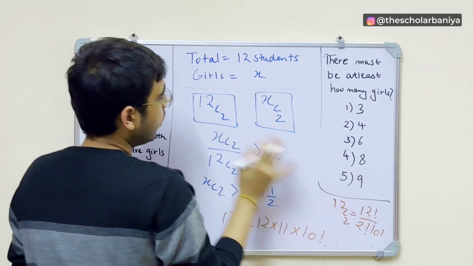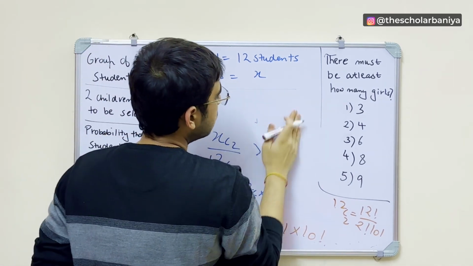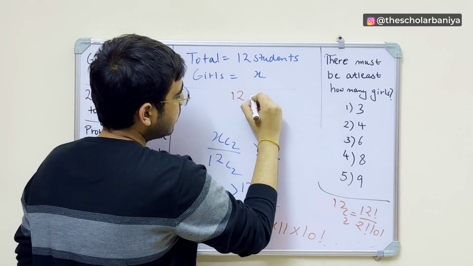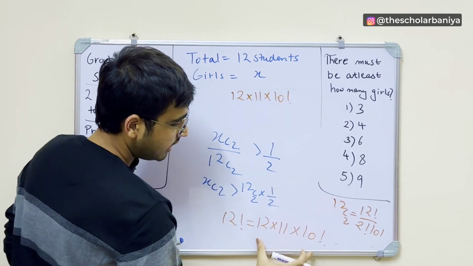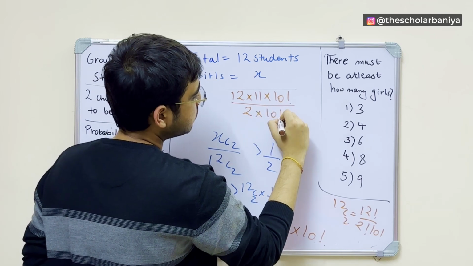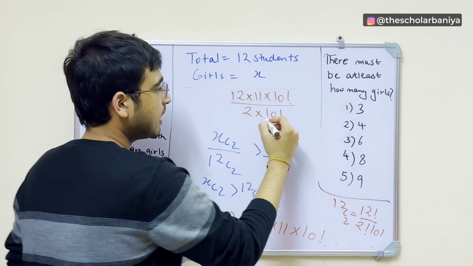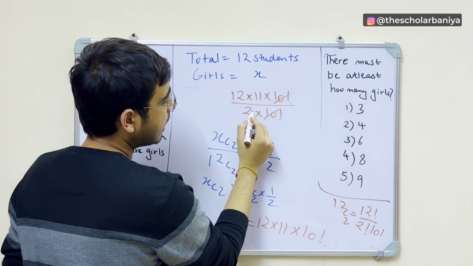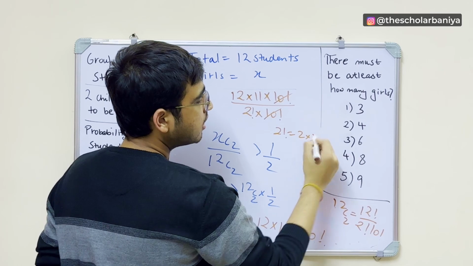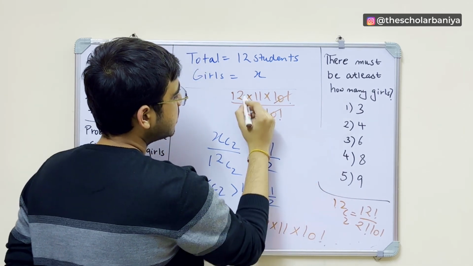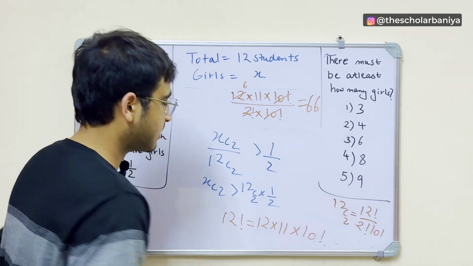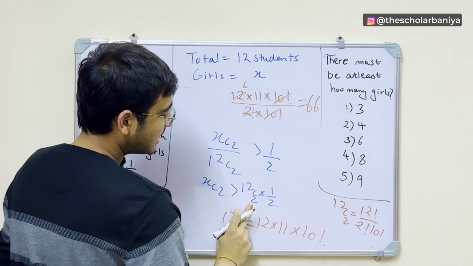So basically, what does this become? This basically becomes 12 into 11 into 10 factorial, right? Upon 2 factorial into 10 factorial. I hope this makes complete sense. So if you cancel 10 factorial, 10 factorial, what is 2 factorial? 2 factorial is nothing but 2, because 2 factorial is 2 into 1. So 2 factorial is 2, right? So 2 sixes are 12. So this comes out to be 66, right? So 12C2 is 66, right?